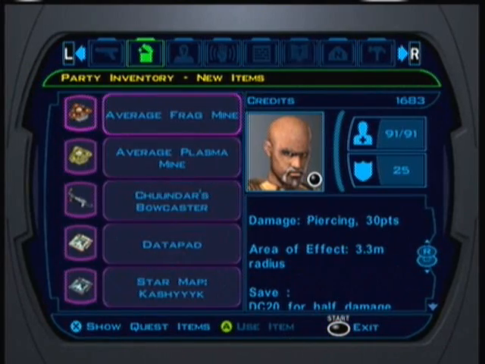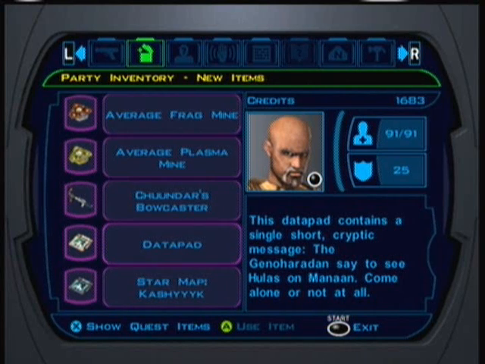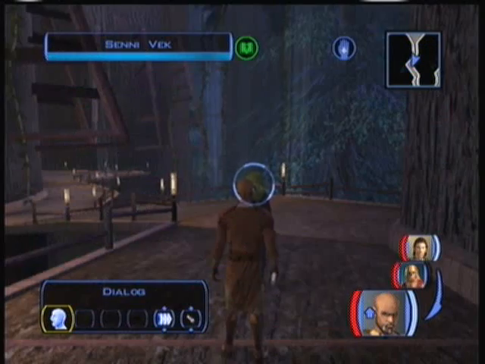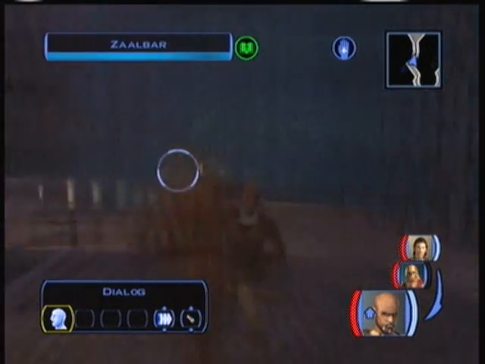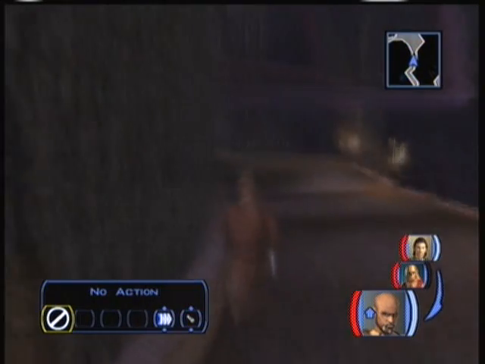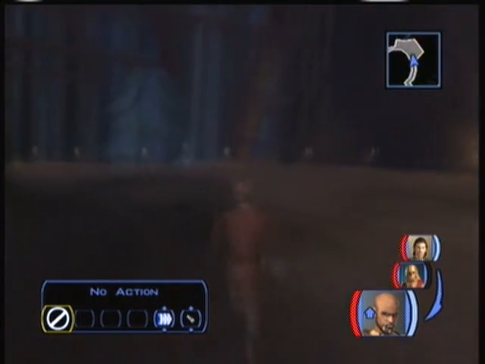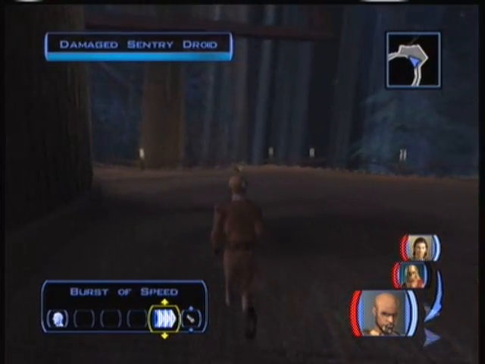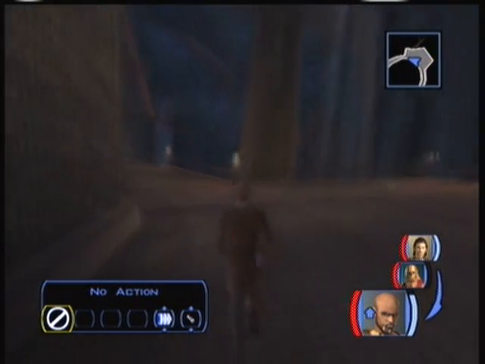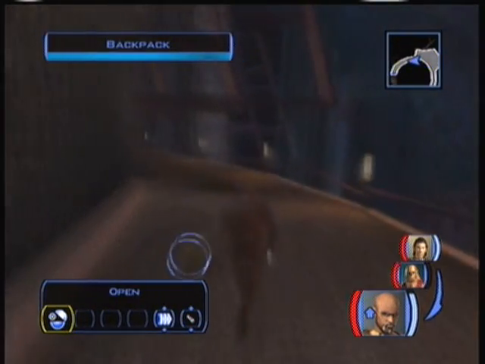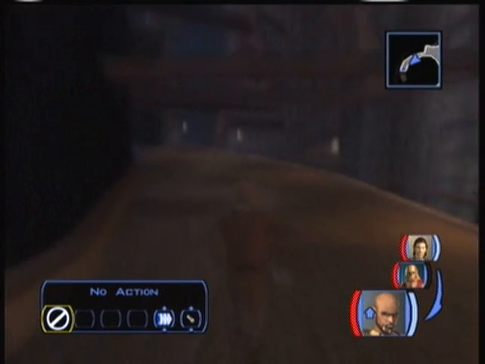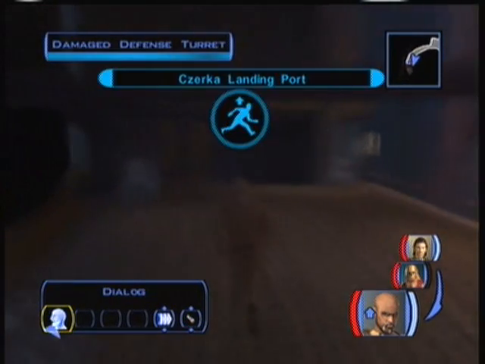Suspicious. Datapad. This data changes a single crypt message. The Guardian says to Halls on Mana, come alone or not at all. Weirdo. That's a side mission if you guys want to complete it. It'll give you dark side points, unfortunately. Damage defense turret.